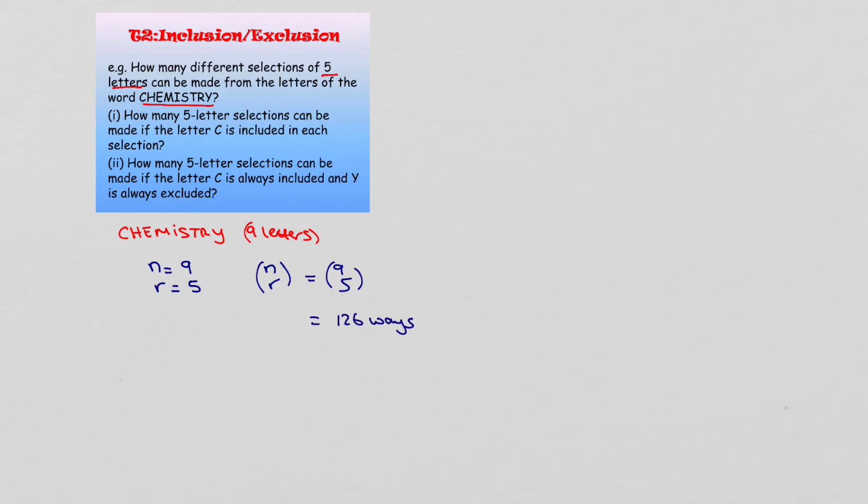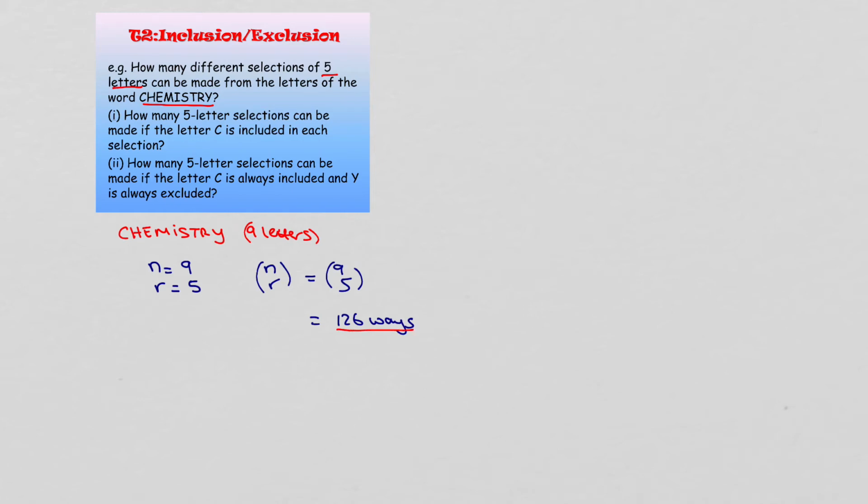Let's look at another example. How many different selections of 5 letters can be made from the letters of the word chemistry? Chemistry gives us 9 letters, and we want to select 5. The number of letters we can pick from is 9, and the number we have to select is 5. So n choose r is 9 choose 5, and 9 choose 5 is 126 ways. There are 126 ways of selecting 5 letters from the word chemistry.